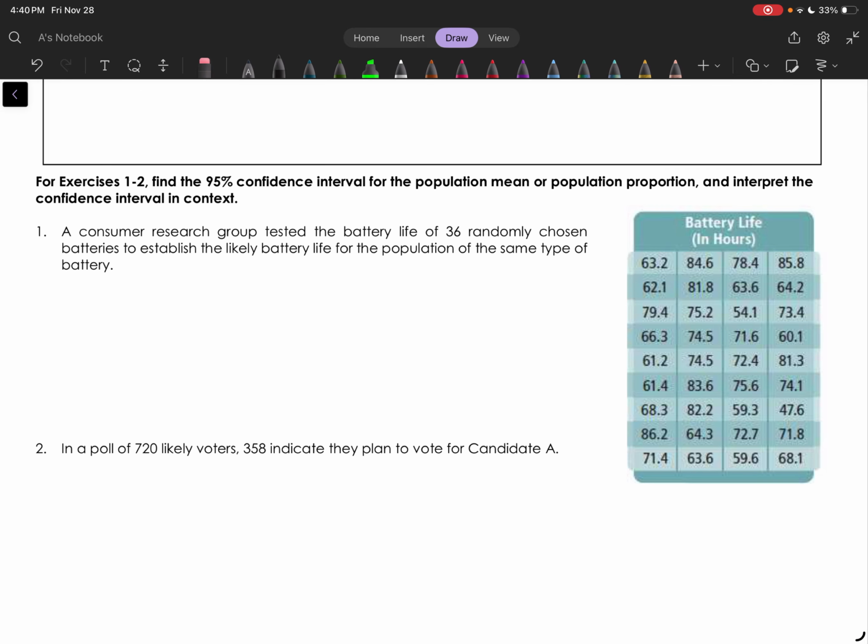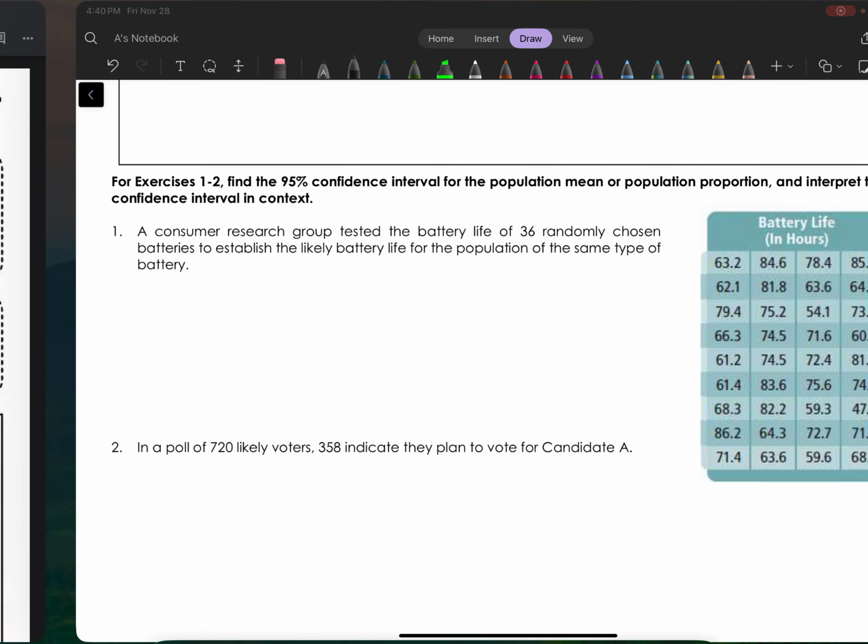For exercise 1 and 2, you have an example from the first page and the second page. Try these, pause the video. Now I'll show you the answer.